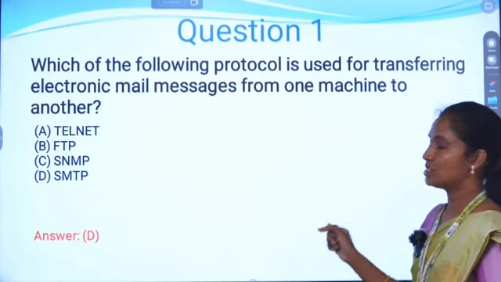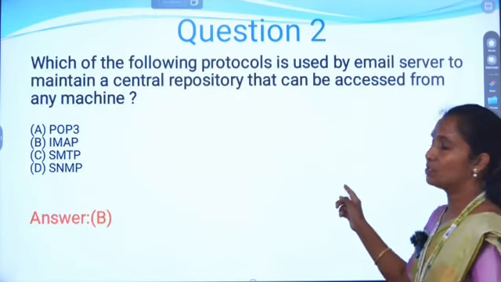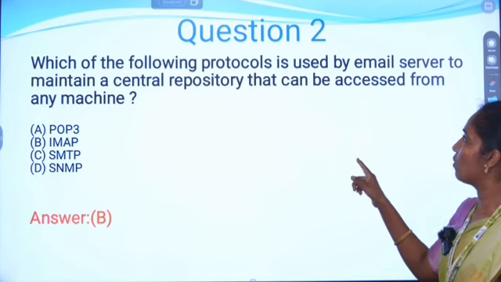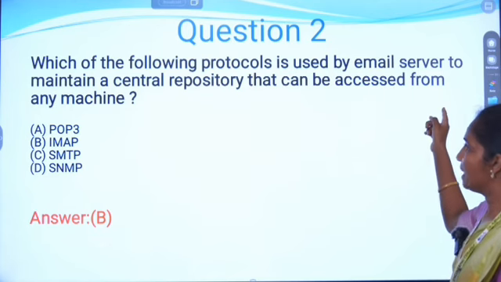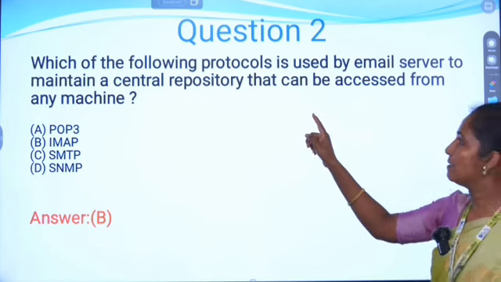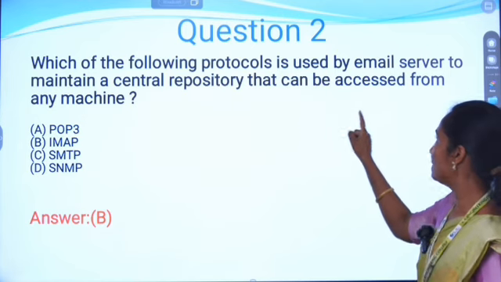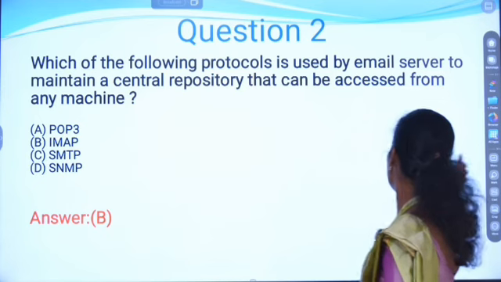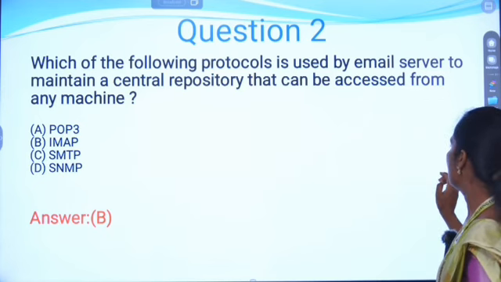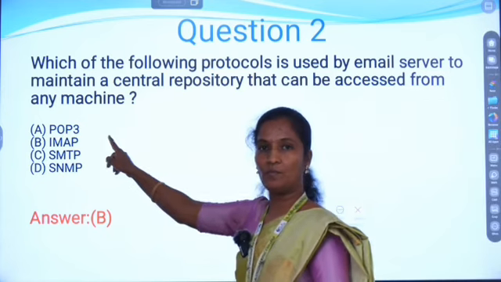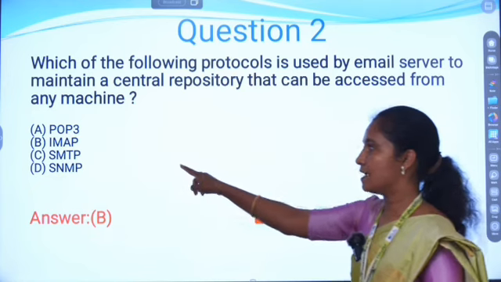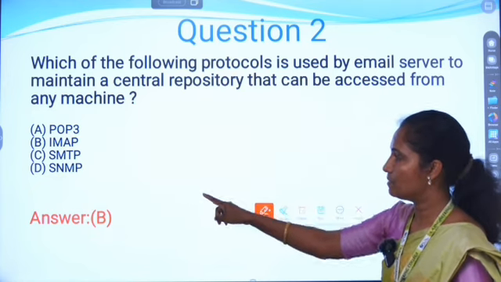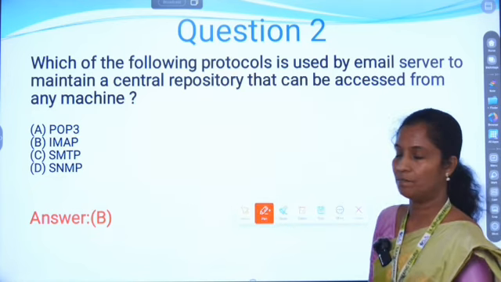We'll move on to the second question. The second question is: which of the following protocols is used by the email server to maintain a central repository that can be accessed from any machine? So here we have to check with the options. The first option is POP3, the second option is IMAP, the third option is SMTP, and the fourth option is SNMP.